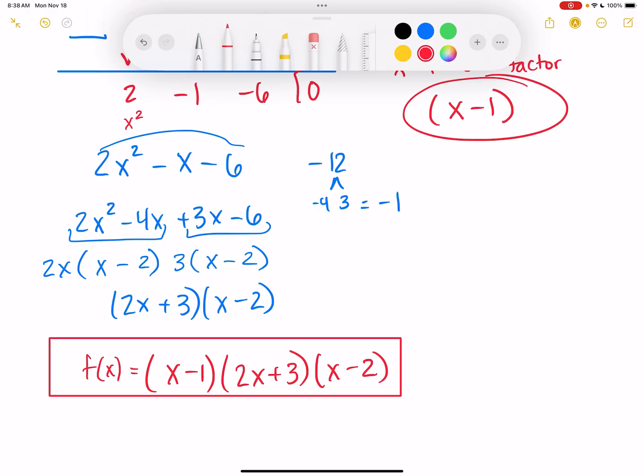Makes sense? So it's essentially just taking it a step farther than what we were doing the other day. When we were doing the linear factorization thing, this is pretty much just taking it a little bit farther.